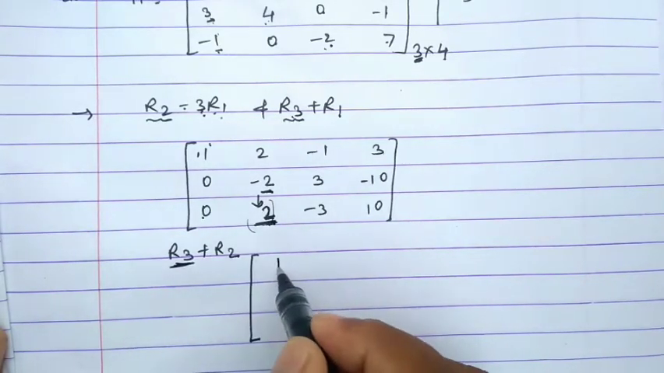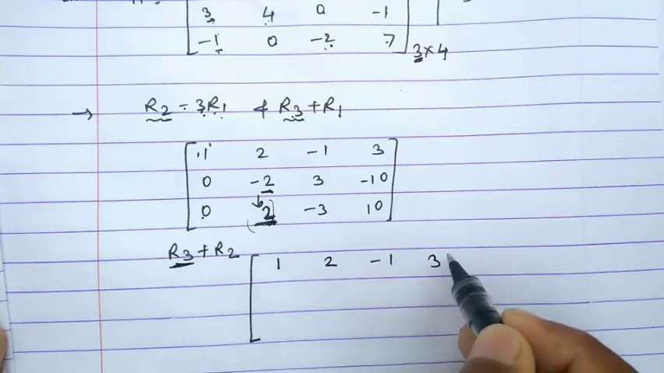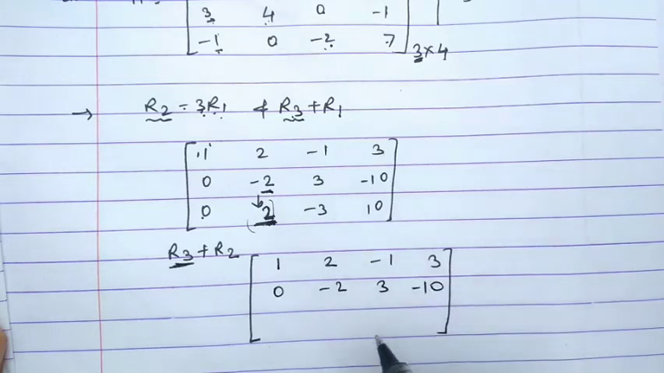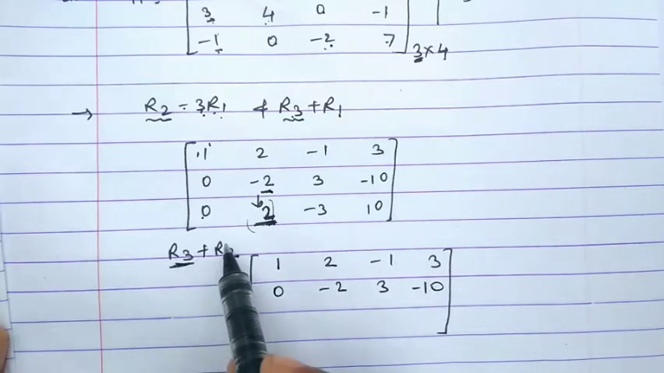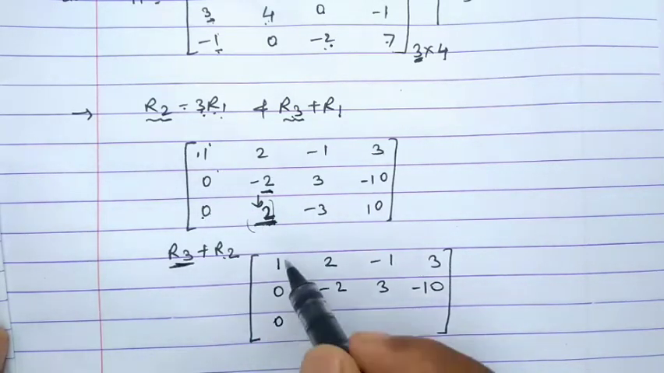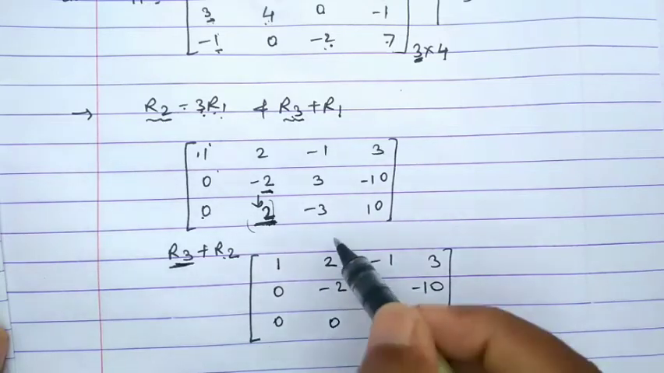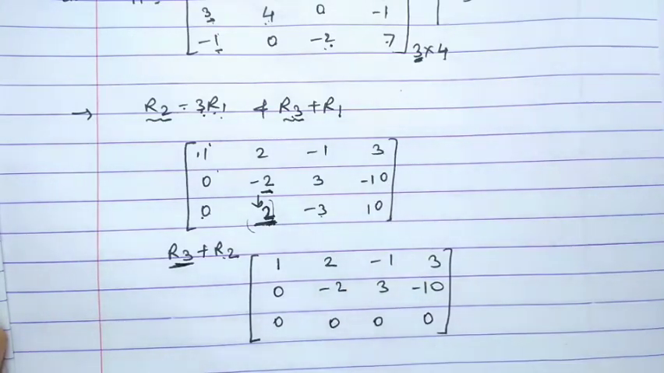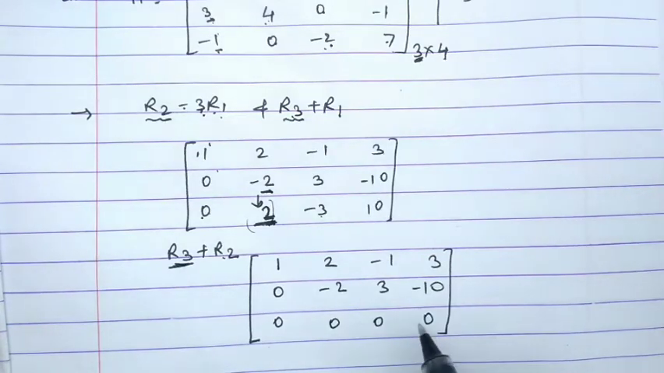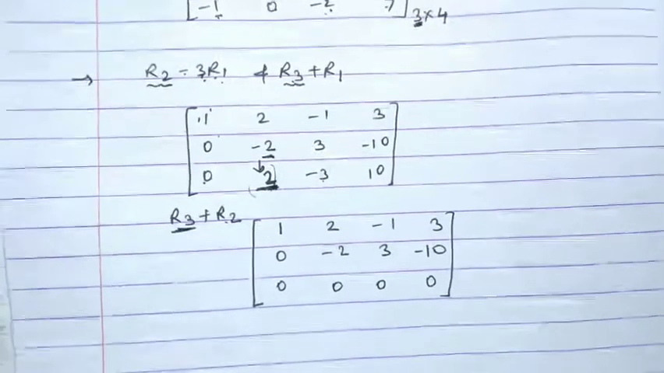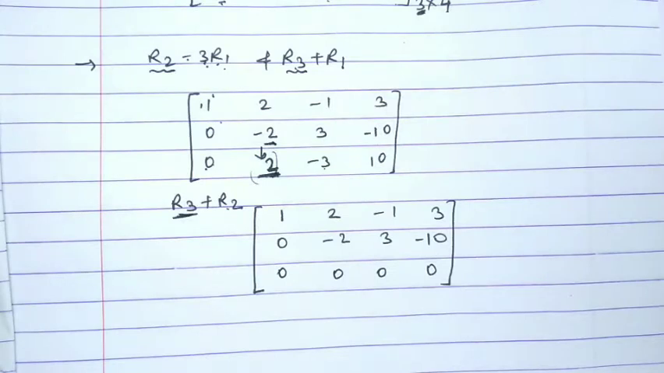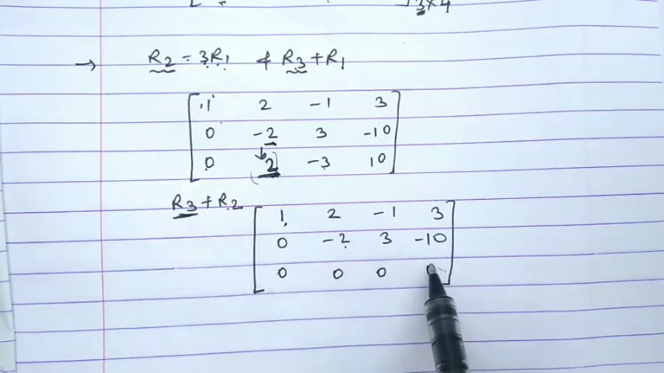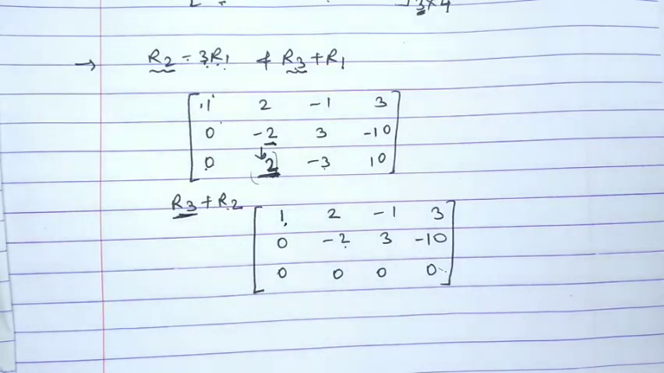So R1, R2 as it is, 1, 2, minus 1, 3 as it is, 0, minus 2, 3, minus 10 as it is. Operation on R3, R3 plus R2, 0 plus 0 is 0, 2 minus 2 is 0, minus 3 plus 3 it is 0, 10 minus 10 it is 0. So then we will get the last row as 0. So this matrix is in echelon form since the non-zero element is to the right hand side and there is no non-zero element in the last row.